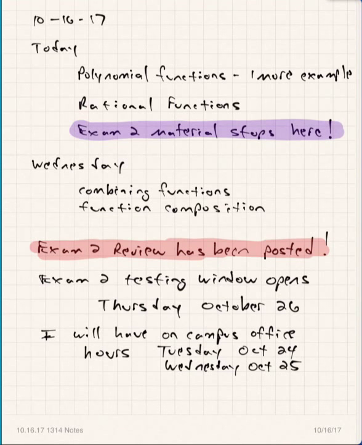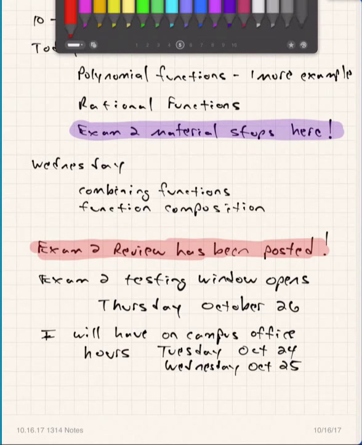The exam 2 testing window opens next Thursday, October 26th, not this Thursday, but the following Thursday. I will be on campus for office hours next Tuesday and Wednesday, October 24th and 25th. I do have online office hours this week. Next week I'll be on campus on Tuesday and Wednesday before the exam. So try to take advantage of those office hours if you can. That would be awesome.